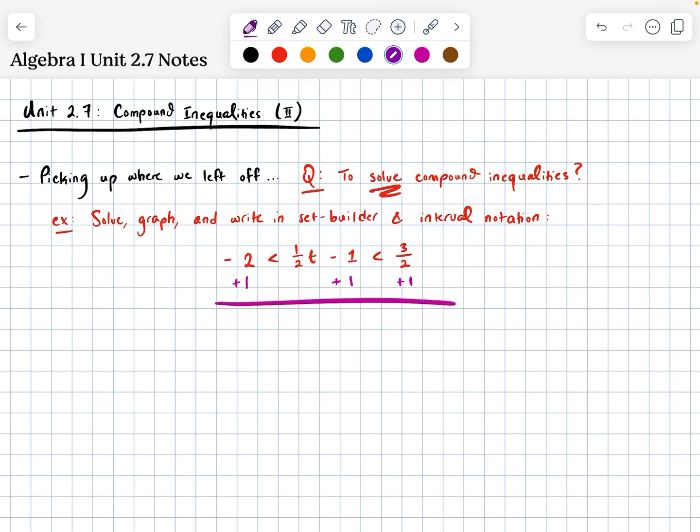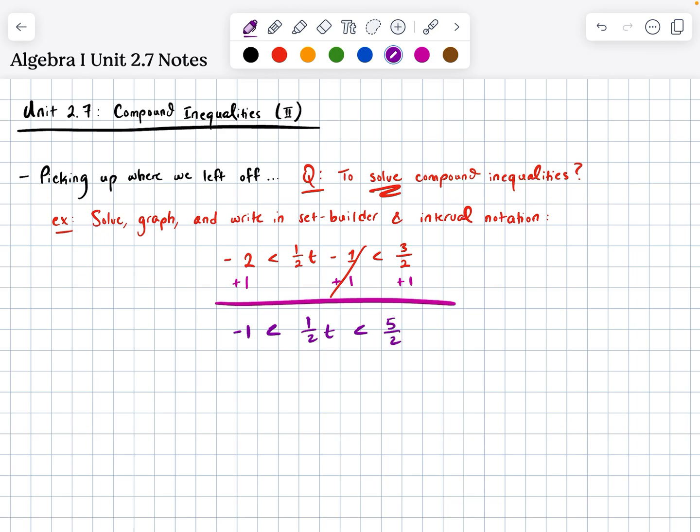So taking it left to right, -2 plus 1 is -1, which is less than -1 and +1. These undo each other. I'm just left in the middle with 1/2 t. And then on the right, I'm less than 3/2 plus 1. I need a common denominator. Think of 1 as 2/2. 3/2 plus 2/2 is 5/2.